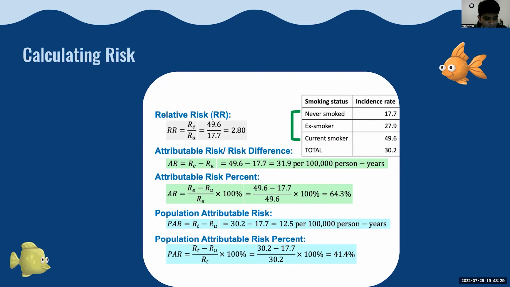Okay, attributable risk difference is you find the difference between current smoker and never smoked, and that's 31.9 per 100,000 person years, which is just the unit that they use. Basically, that's the risk difference. And then attributable risk percentage is you take the same value and then you divide it by the risk of exposed. So 64.3% of cases can be attributed to the exposure, is what it's telling you. And then population attributable risk is basically you take the value of the whole population as opposed to just the people who have been exposed.